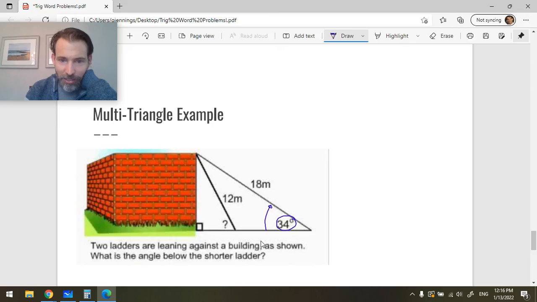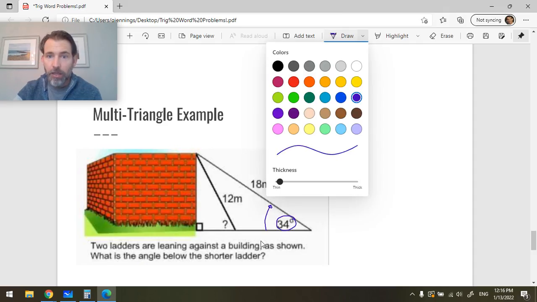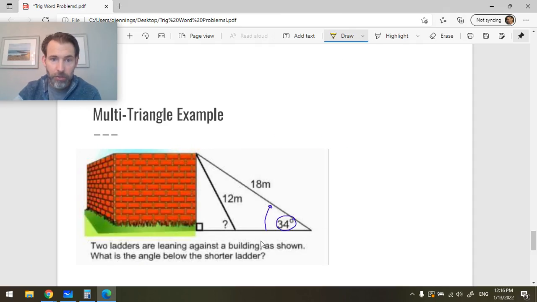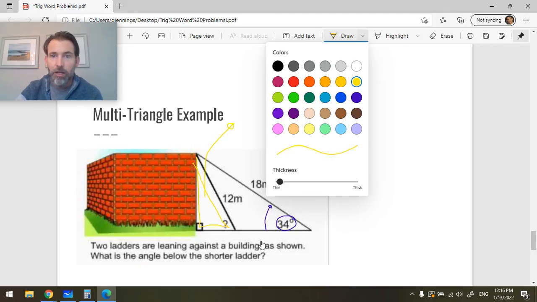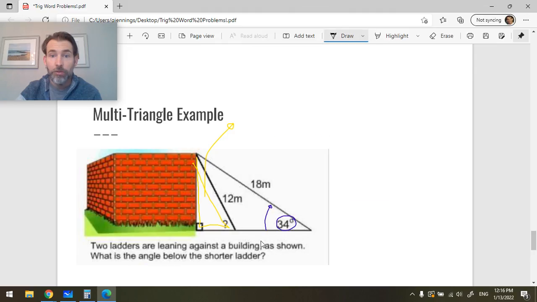Okay, so anyway, 34 degrees. Two ladders are leaning against the building, and we want to know what angle this shorter ladder is leaning at. The problem with this question, if I draw this triangle here in yellow so that it doesn't obscure what we're looking at, and I draw myself a diagram up there, I'm going to find I've got a lot of unknowns here.